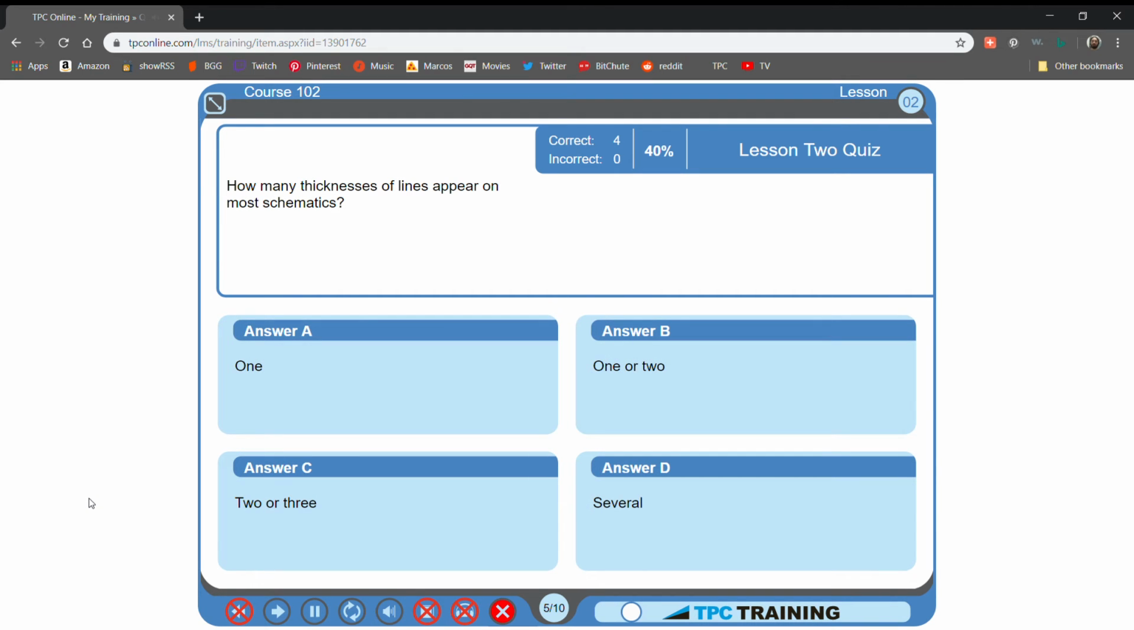How many thicknesses of lines appear on most schematics? A. 1, B. 1 or 2, C. 2 or 3, or D. Several.